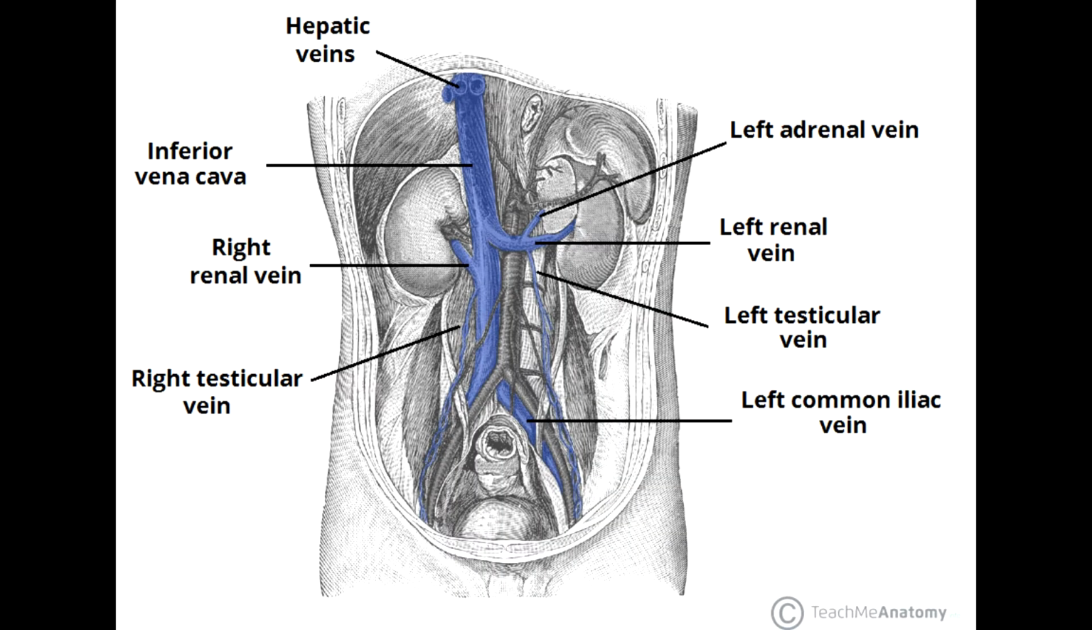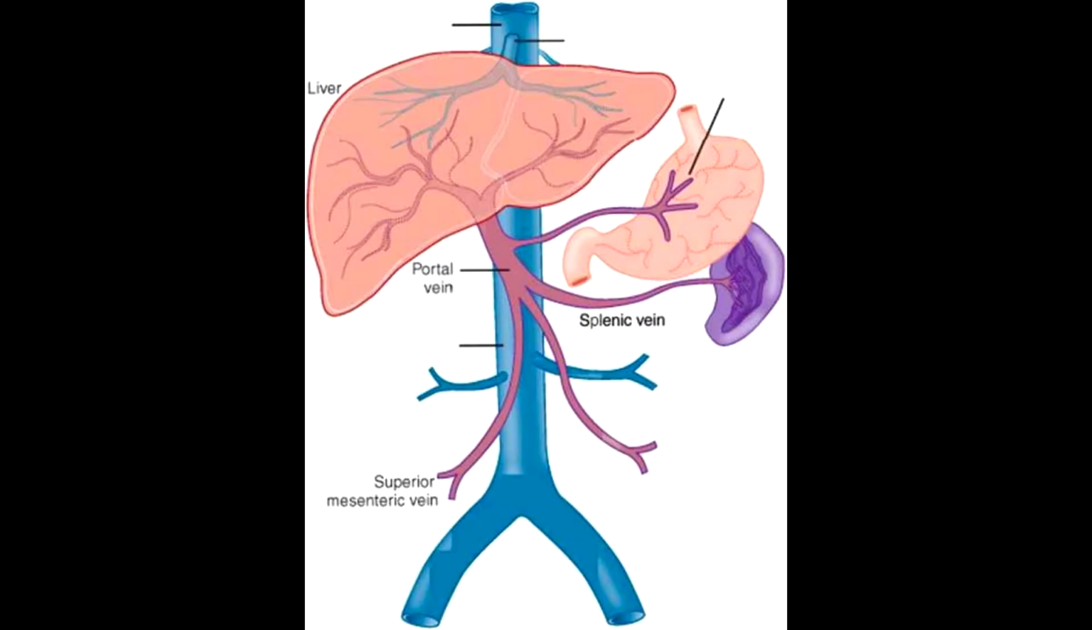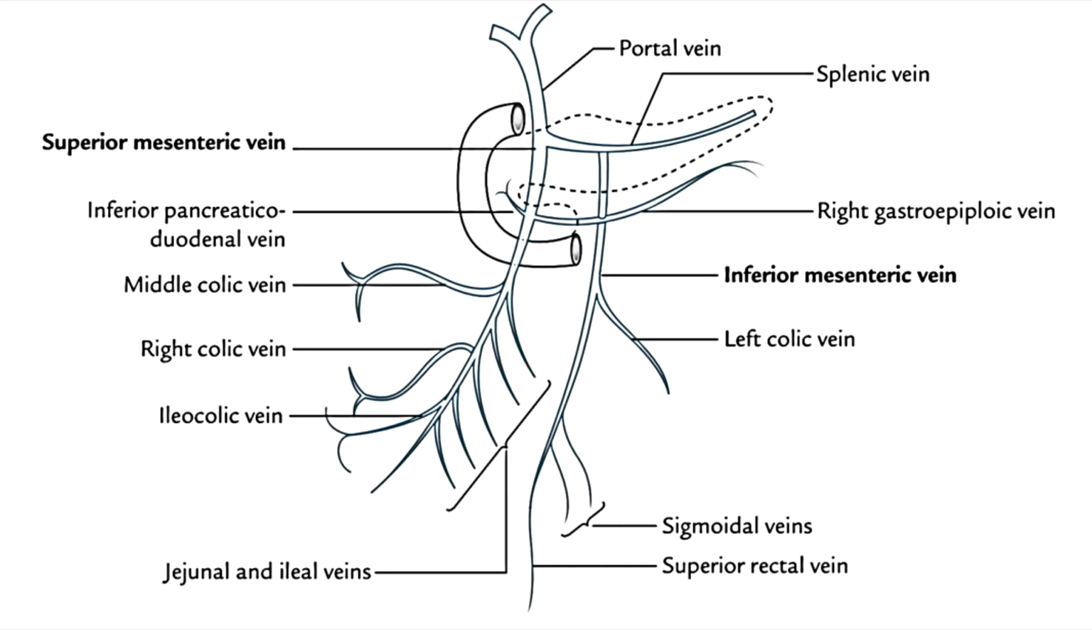The hepatic portal system includes the inferior mesenteric vein and its tributaries, which drain the last half of the large intestine. The inferior mesenteric vein is itself a tributary to the splenic vein, which has tributaries from the pancreas, spleen, and stomach. The superior mesenteric vein is also part of the portal system, and it has tributaries which come from the small intestine and first half of the large intestine.